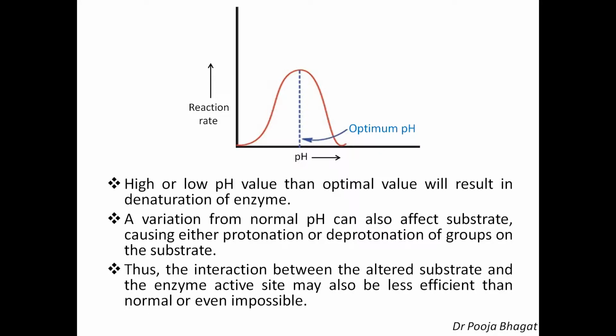The side chains present on the enzyme, or the groups present on the substrate, are also protonated or deprotonated. So the enzyme substrate complex is affected. The strength and the concentration of the enzyme substrate complex is affected, and hence the enzymatic activity is affected. So I hope the effect of pH is clear to all of you.